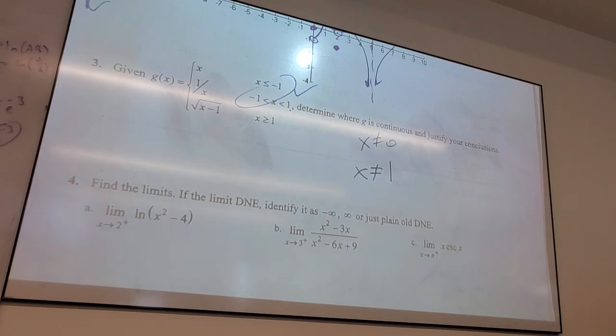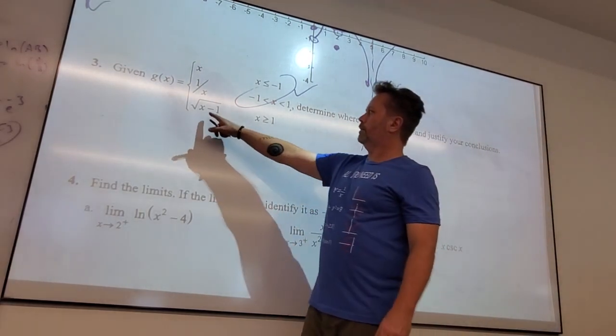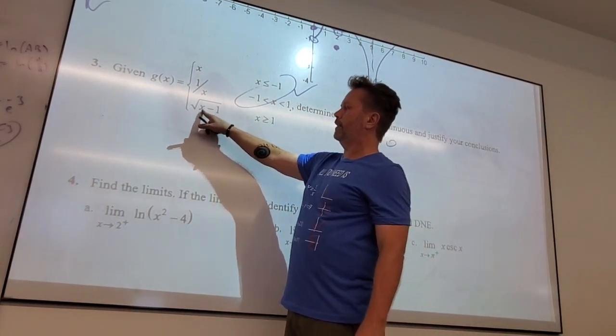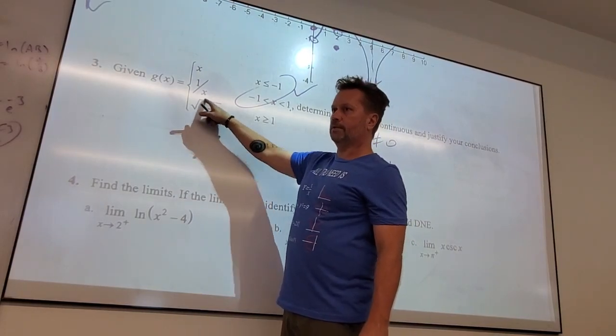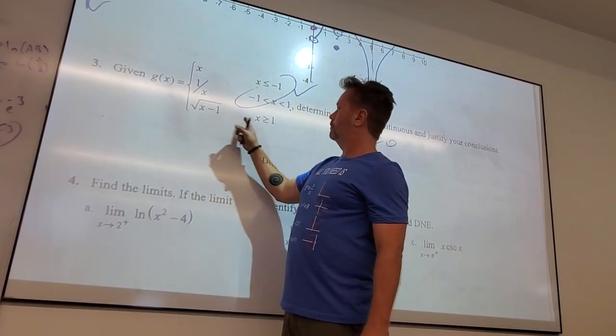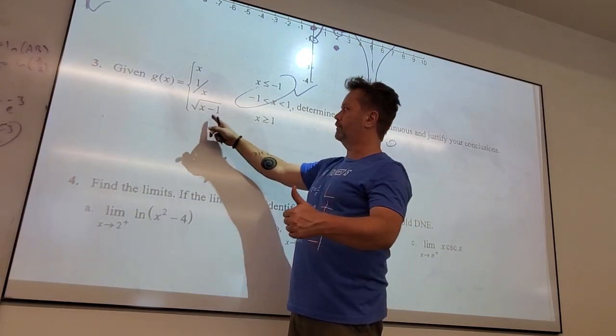Yes? You said that under the root, it can equal 0. No, as long as my input is not less than 1. If I have a number I plug in that's less than 1, doesn't this become imaginary? But my inputs are all greater than 1. I'm good. This is fine.